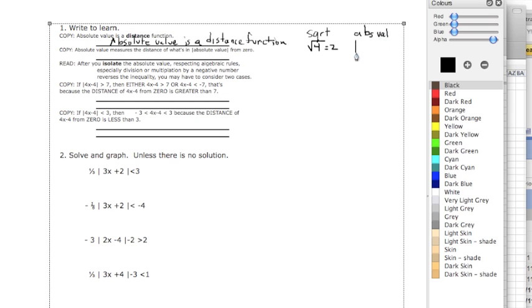When they say the absolute value of minus 7, it says how far away is minus 7 from 0? 1, 2, 3, 4, 5, 6, 7. So how far is that? 7. So absolute value measures distance from 0. So let's do another one that's really kind of easy.